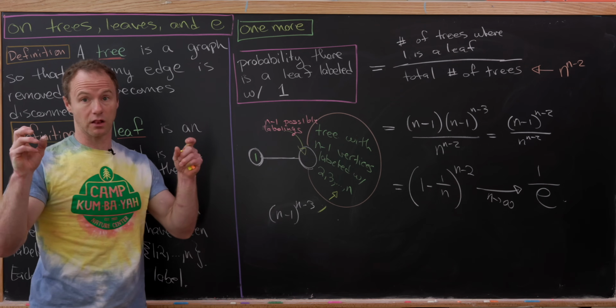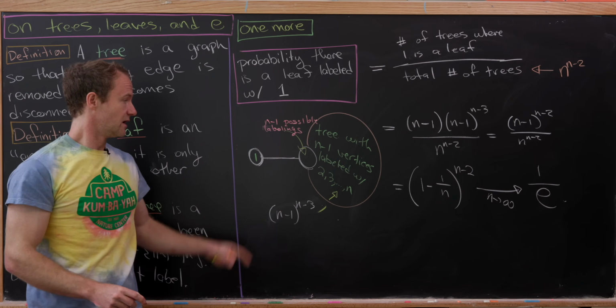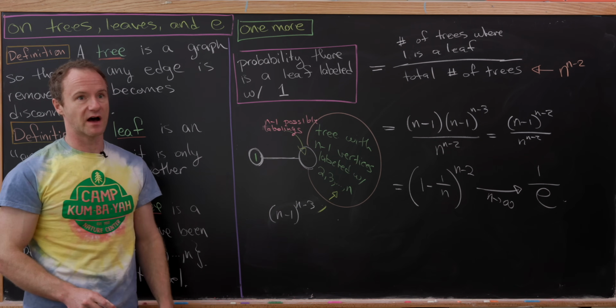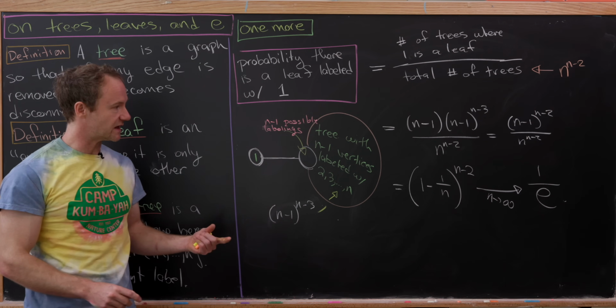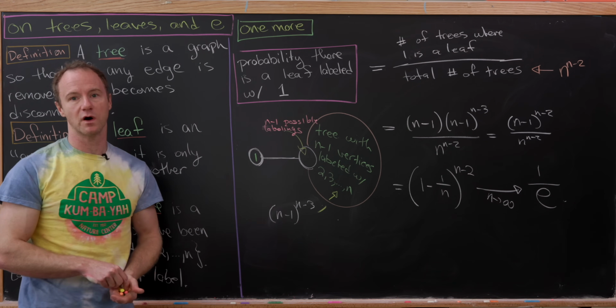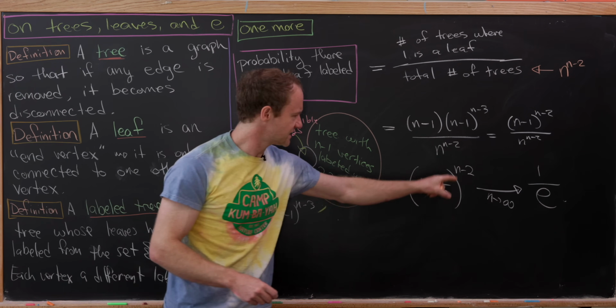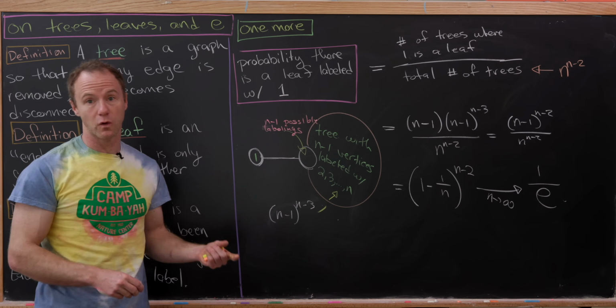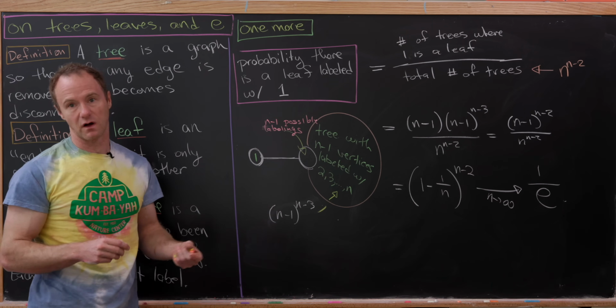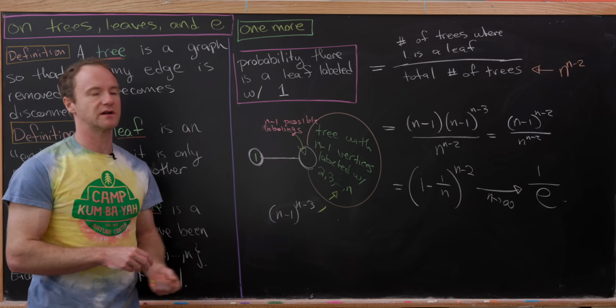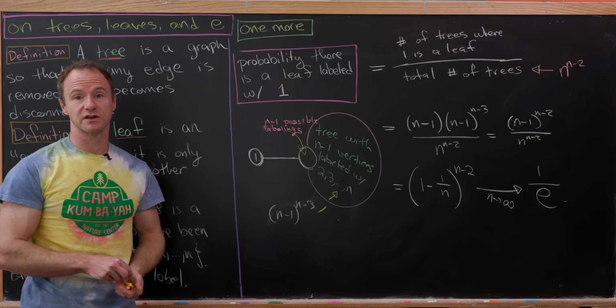So for a large value of n, the probability that you find 1 as one of the leaves is approximately 1 over e. And this thing converges, I think, quite quickly. So it doesn't take long to get to that point where you're pretty close to 1 over e. And that's a good place to stop.